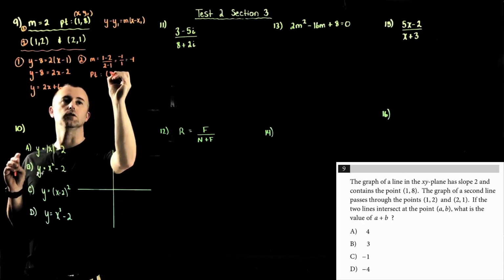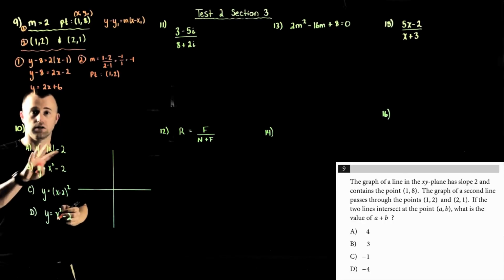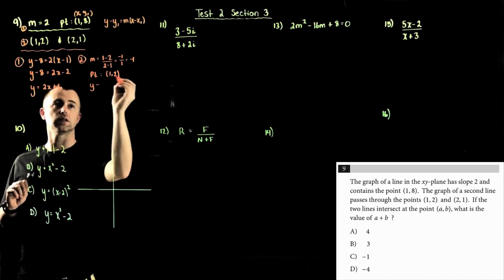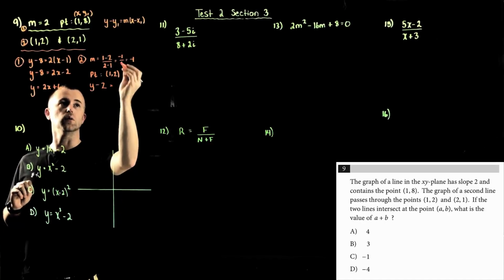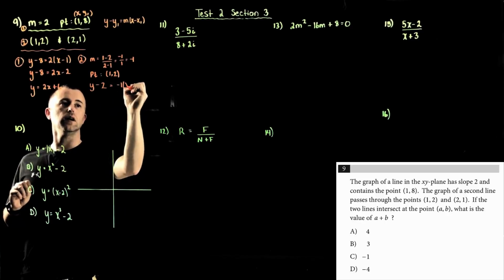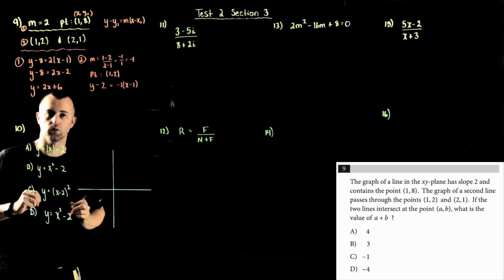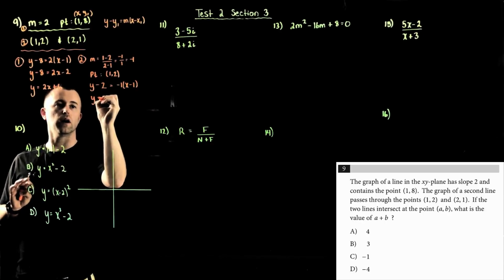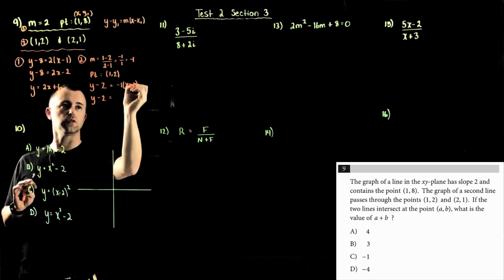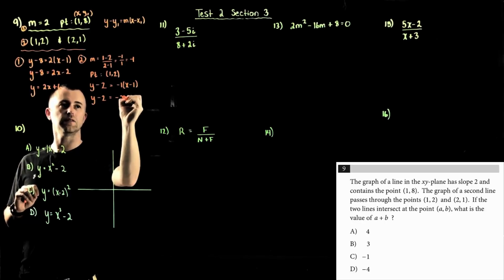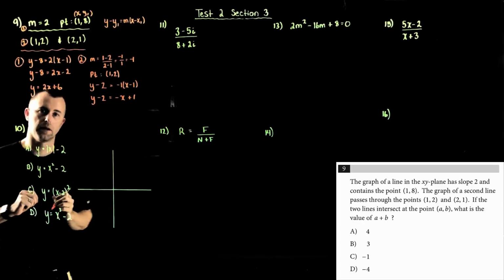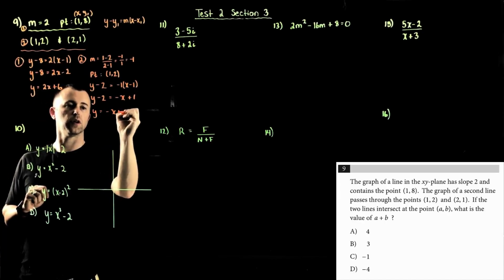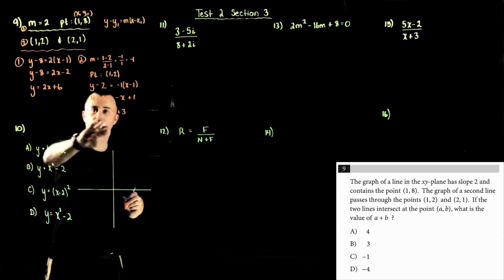I'll pick 1, 2. So my equation in this case is going to be y minus y1. In this case I'm calling y1 2 equals m, which is negative 1, x minus x1, which is 1. So again, a couple steps here to get this solved for y. So we have y minus 2 equals, distribute that negative 1, that is negative x plus 1, and then add 2 to both sides, and we get y equals negative x plus 3. So I have my two equations.